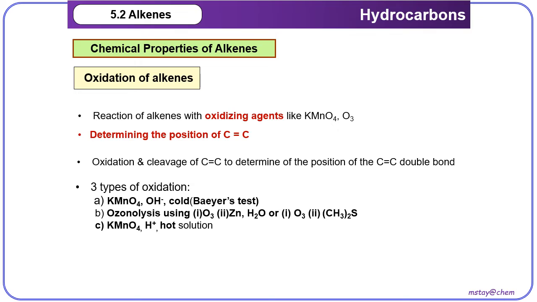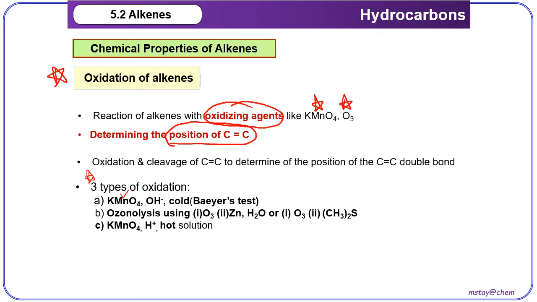After finishing tutorial question 6b, now we enter the main point of this video, the oxidation of alkenes. It means the alkene will react with an oxidizing agent, for example potassium permanganate and also ozone. Besides undergoing oxidation, the main purpose of this process is to determine the position of the carbon-carbon double bond. Generally we have three types of oxidation.